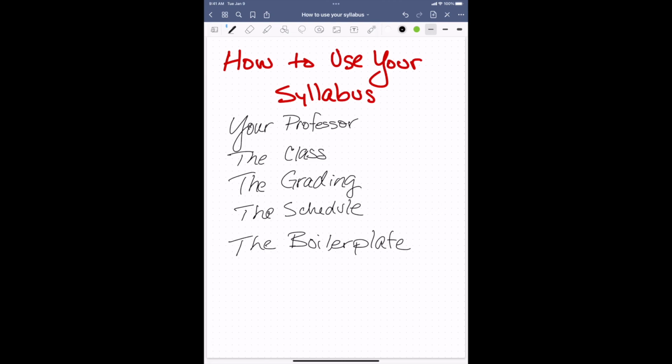Remember that your syllabus is basically a contract between you and your professor of what you need to do to get a particular grade. So I hope this is helpful. I hope you can apply it to all your classes. The syllabus is available to help you know what you need to do to succeed.